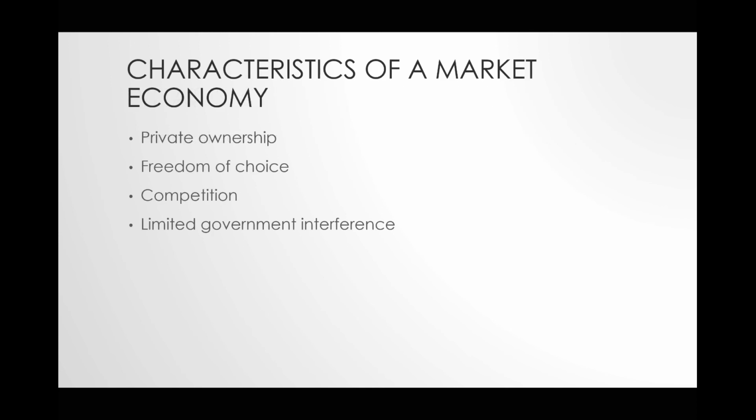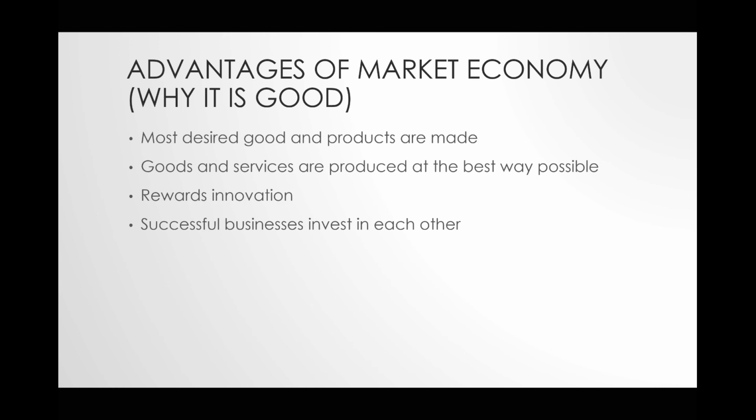So, characteristics of a market economy: you can own your own stuff. You can choose whether or not you want to purchase something or where you want to purchase it. There's lots of competition between different businesses and different companies for your business. The government does not typically interfere with what you do or how much you sell or what you sell it for. It's good because the most desired goods and products are made. Those products and goods are produced in the best way possible. Innovation is rewarded, and businesses typically invest in each other.